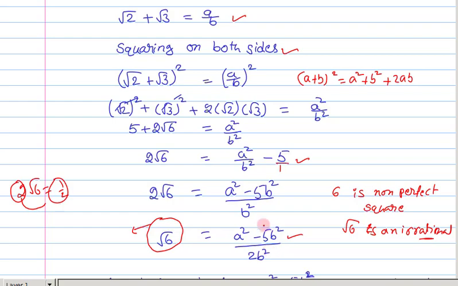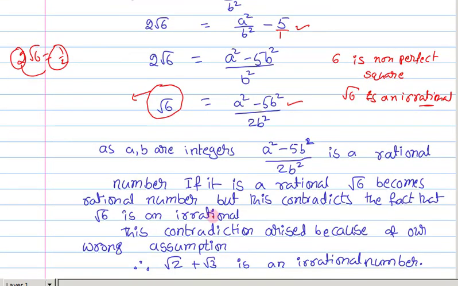Why did we get this contradiction? It means our assumption is wrong. See, if a and b are integers, this part becomes a rational number. If this is a rational number, then root 6 is also a rational number. But this contradicts the fact that root 6 is an irrational number.